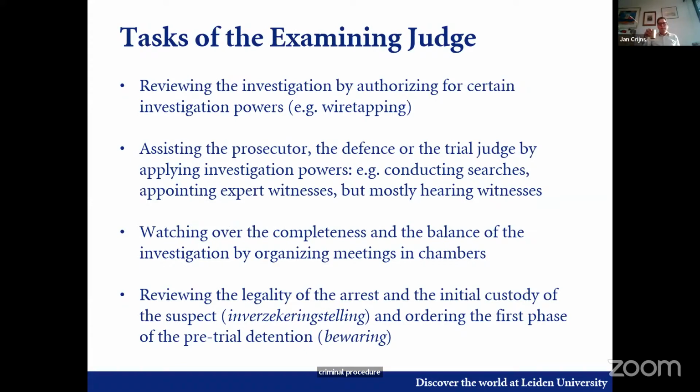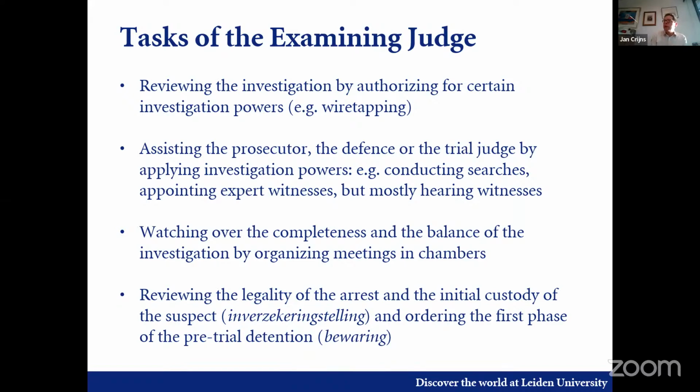Then I will show you some more specific tasks of the examining judge in Dutch criminal procedure, without mentioning articles in the Code of Criminal Procedure, because there are too many to show on this slide. Well, one task in the pre-trial phase for the examining judge is to review the investigation by authorizing certain investigation powers.